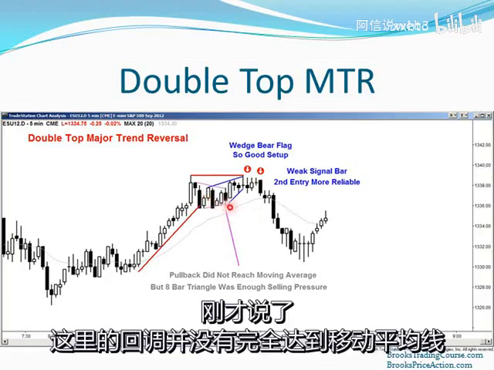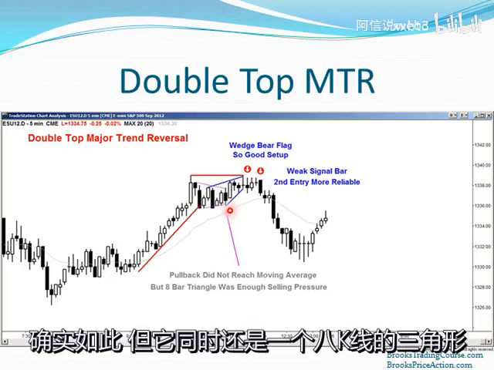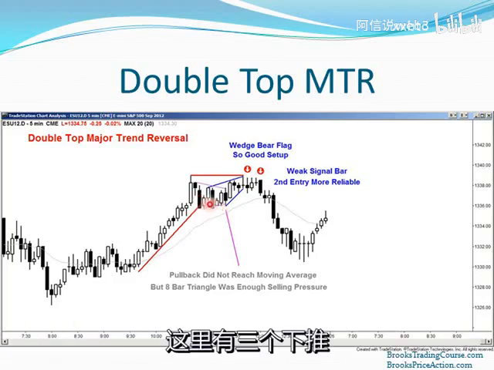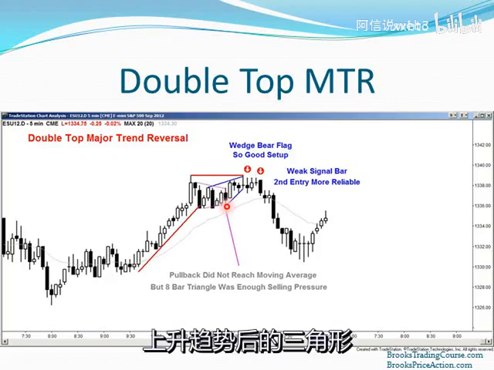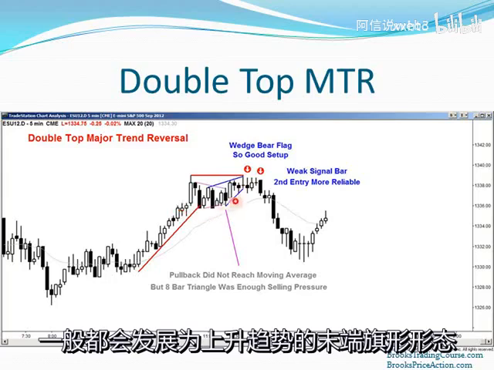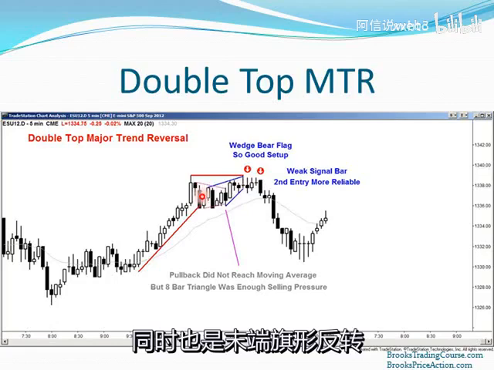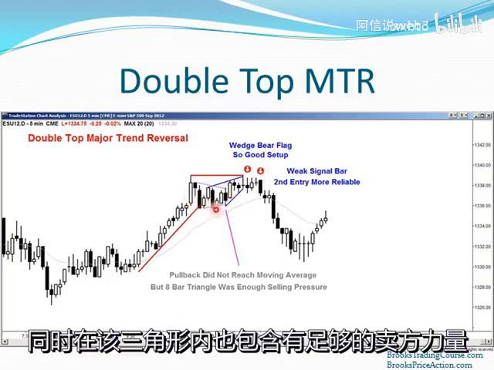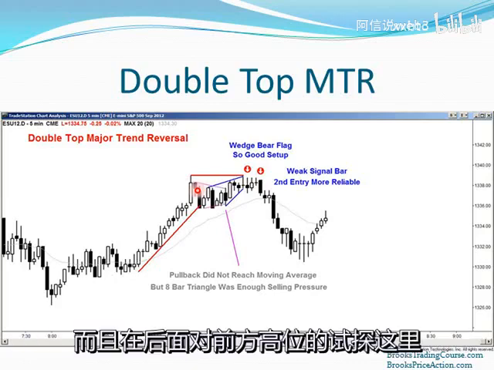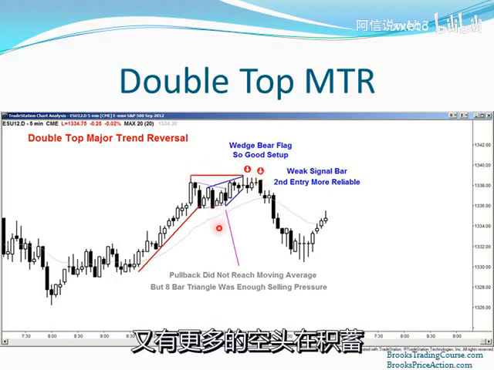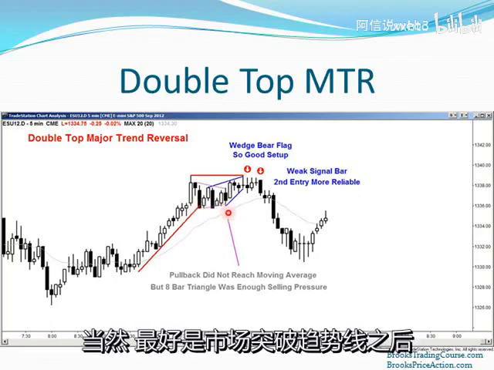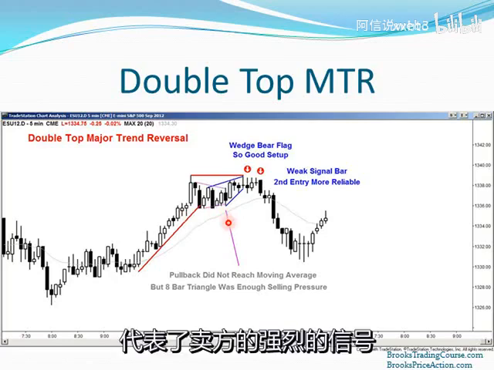Now, I said this pullback did not quite reach the moving average, and it's true, but it's also an 8-bar long triangle. Three pushes down, 1, 2, 3, and a triangle after a protracted bull trend often becomes the final flag of the bull trend. So it's a major trend reversal and a final flag reversal. And there was enough selling pressure within this triangle to warrant looking for a short on the test of the prior high. You prefer the sell-off, the break below the trend line, to touch the moving average or fall below it as a sign of selling pressure.